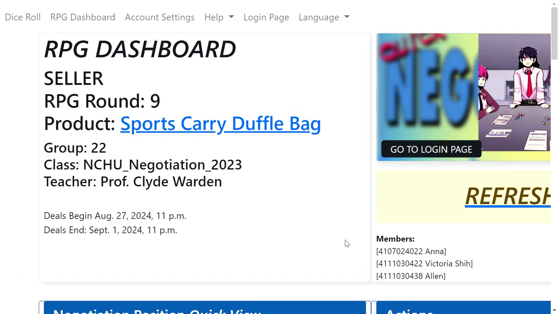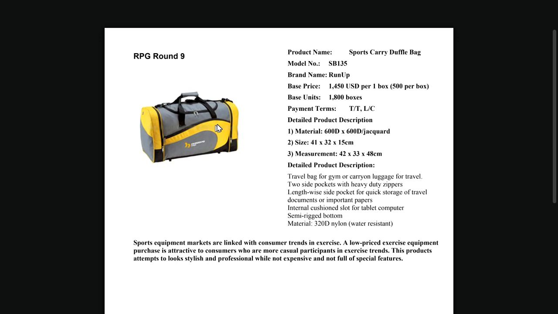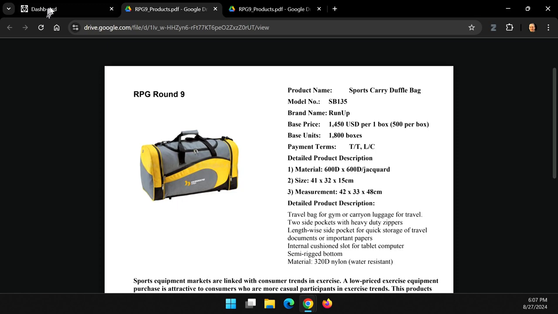Very quick summary. This tells you what round it is. It tells you what product it is. And if you click on the product, you're going to open up a PDF. And the PDF tells you what the product's price and features are, which is useful. You need to know that so when you talk to the other groups, you know what you're talking about.